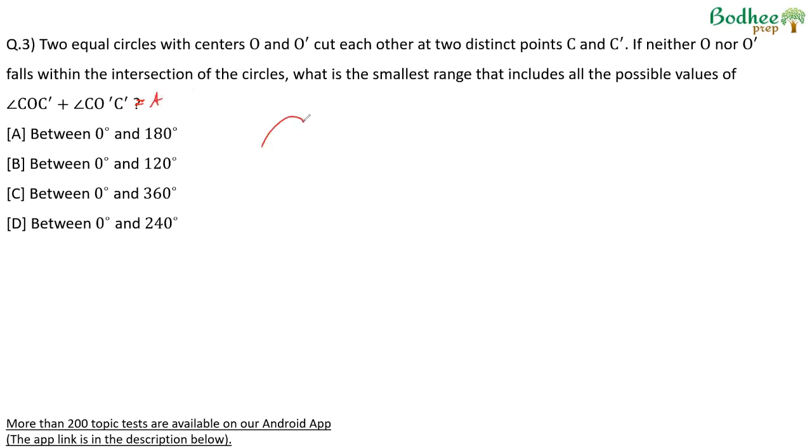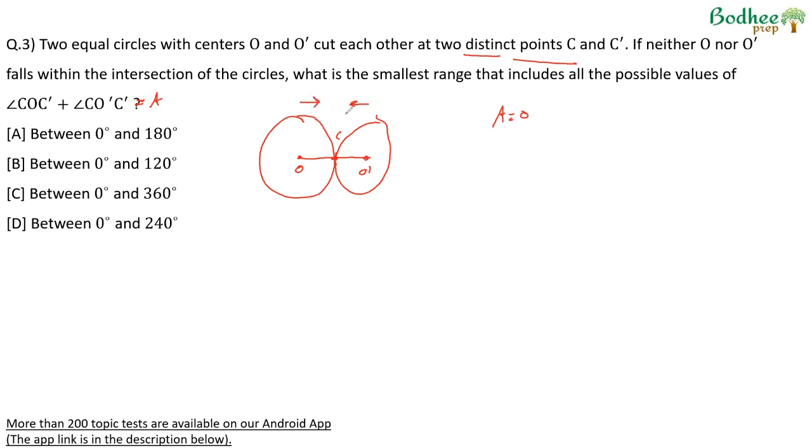Now the first extreme is when the two circles just touch each other. At this point, these two will not be distinct points, they will be the same point, C or C dash, and we have the centers at O and O dash. Now, if you look at the value C O C dash, it will be 0. C O dash C dash will also be 0. So the sum here is 0. But we're not looking at this point because there have to be two distinct points.